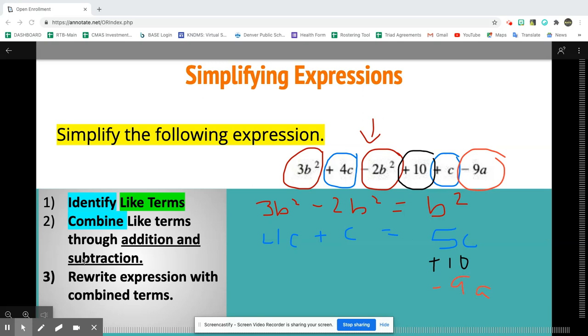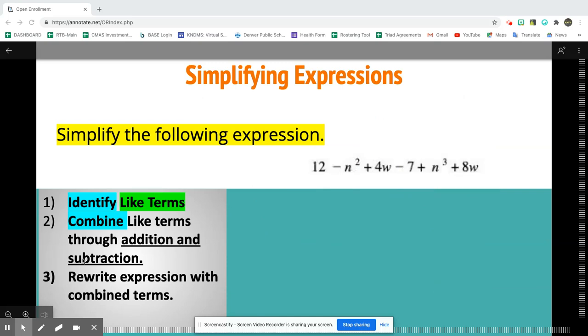So when I write my expression, I'm going to include all this. So it should be b squared, because my 5c is positive, it's going to be plus 5c plus 10 minus 9a. And there you go. There's our new expression. Sorry you can't see that, but that's supposed to be an a, minus 9a. All right, let's go through our last one. Once again, pause the video here, try this out on your own before I go over it.